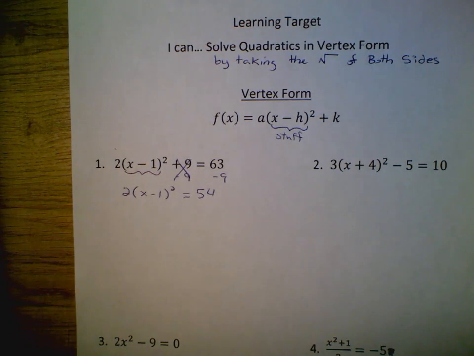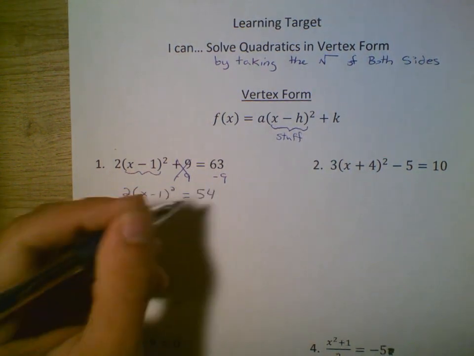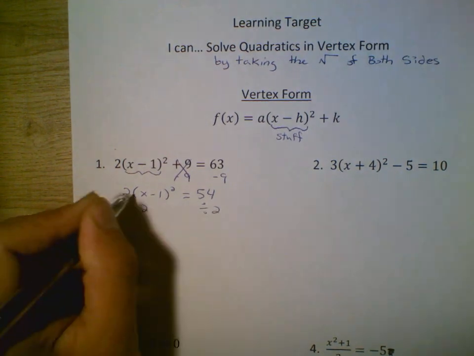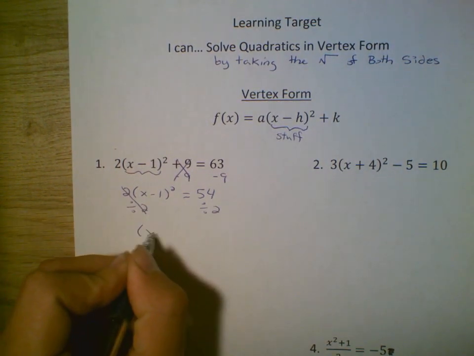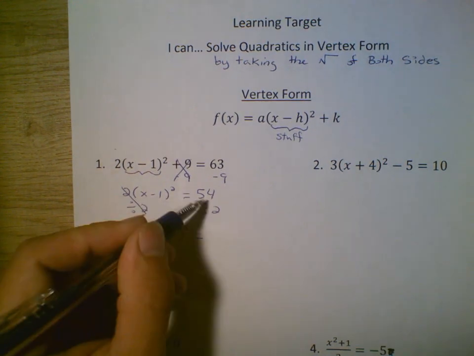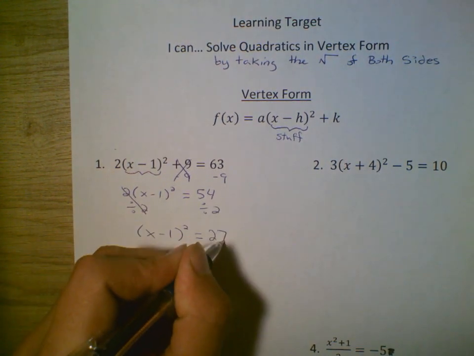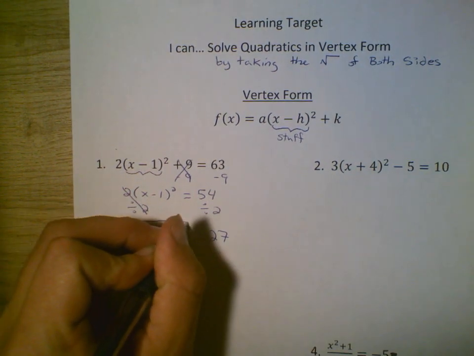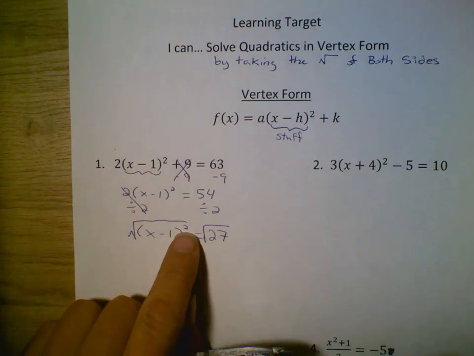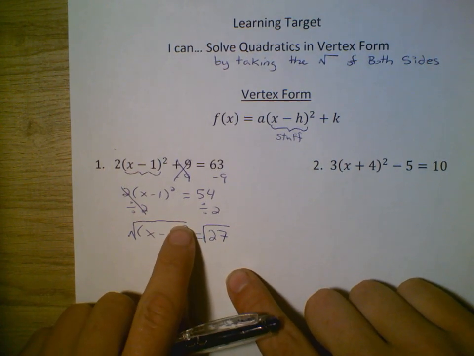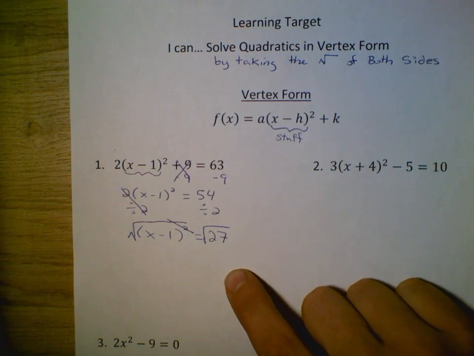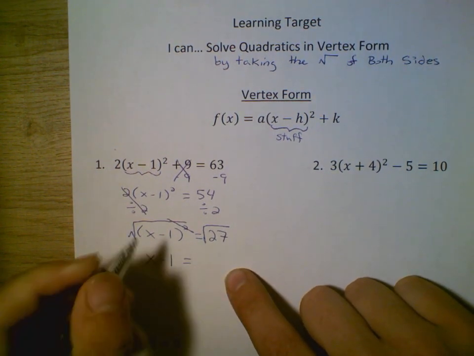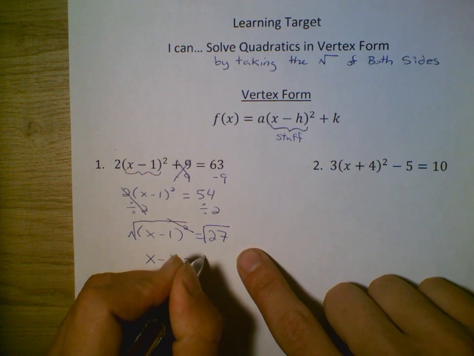Then, once I have 54, I'm going to divide both sides by 2. That's going to cancel the 2's, and I'm left with x minus 1 squared equals 54 divided by 2, which is 27. And then to get rid of the square, I can take the square root of both sides. Square roots and squares will cancel each other. So the square and square root are inverses. And I'll get x minus 1 equals the square root of 27.